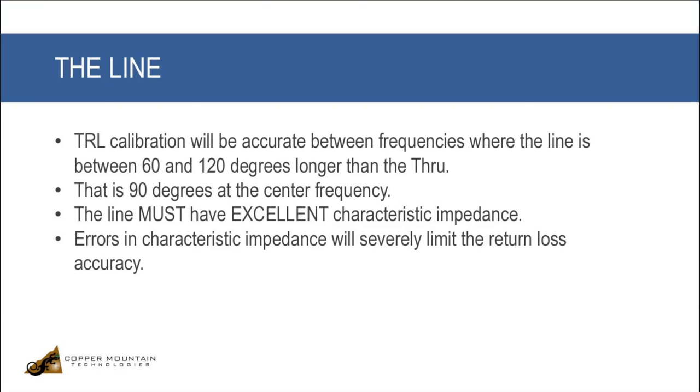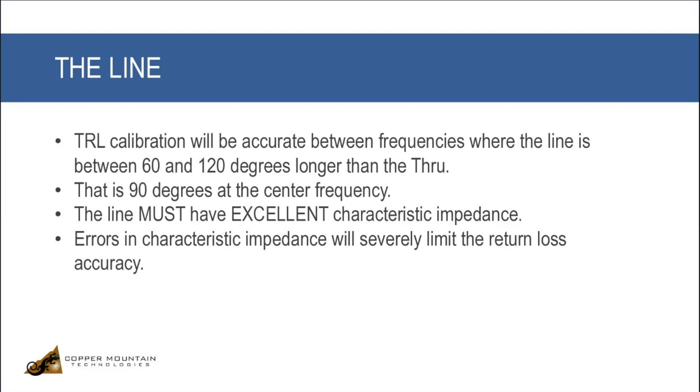TRL calibration will be accurate between the frequencies where the line, that was the last piece of the calibration, is between 60 and 120 degrees. That's basically 30 degrees on either side of 90. If you go below 60 or above 120 degrees, you'll start to see more and more error. The line must have excellent characteristic impedance.